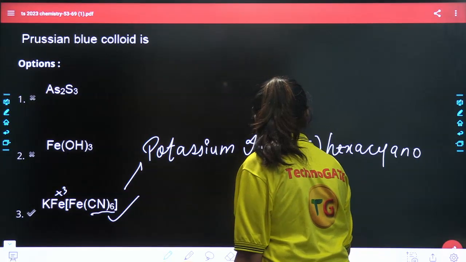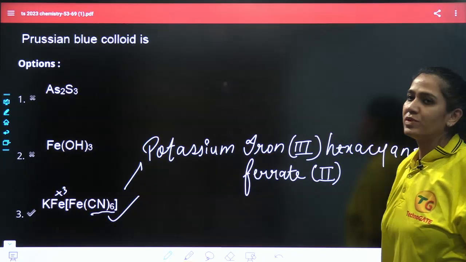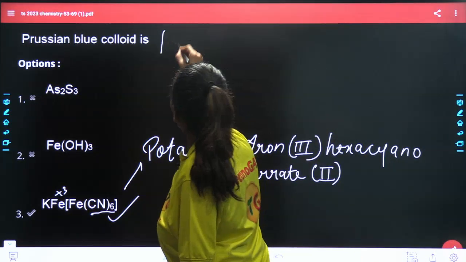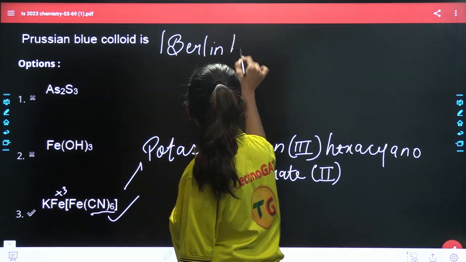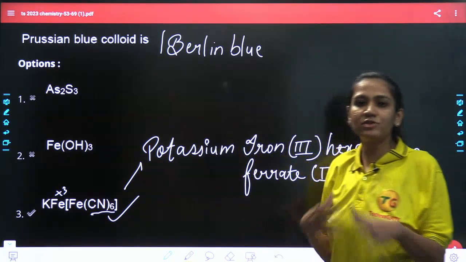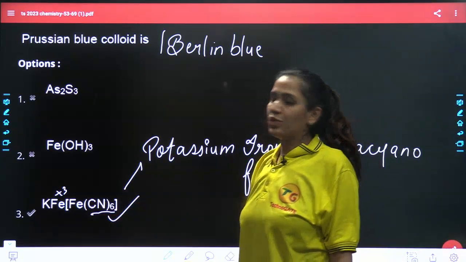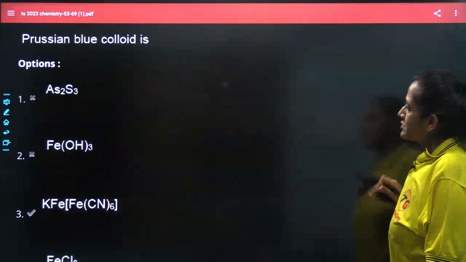Here the oxidation state of iron is 2. So this is Prussian blue. It is also known as Berlin blue. Prussian blue or Berlin blue is of blue color. It is a blue color pigment, and when it is dissolved in solutions it gives blue color. So this is Prussian blue colloid. Next question.